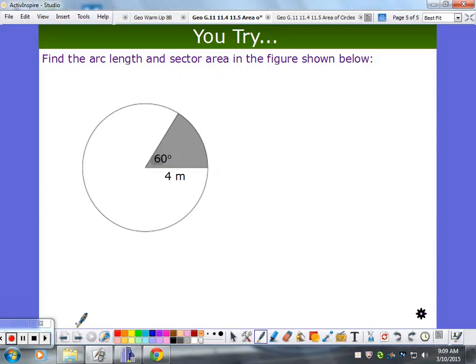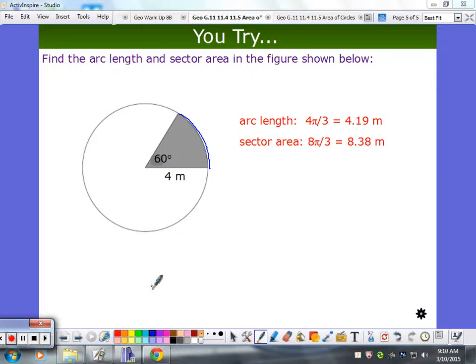And this is really the you try, which is I want you to find the arc length of this, and then I want you to find the sector area. Okay, so give that a shot. And I'm just putting up the answers here. If you want to check your work when you're done, you should have no problem there. And I'm going to write how you kind of figure it out first. Don't look up yet. See if you can figure it out.